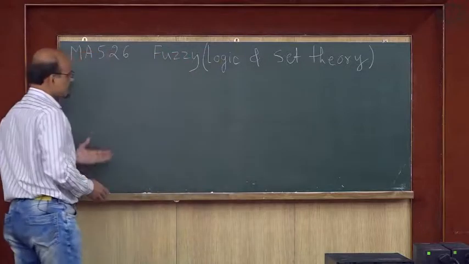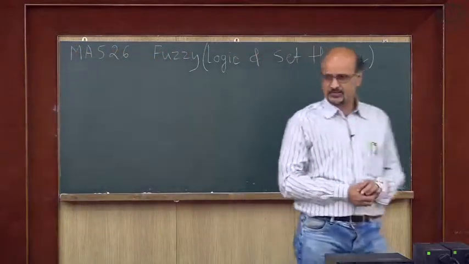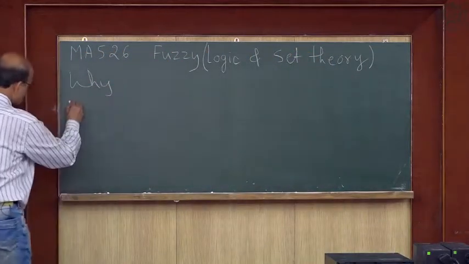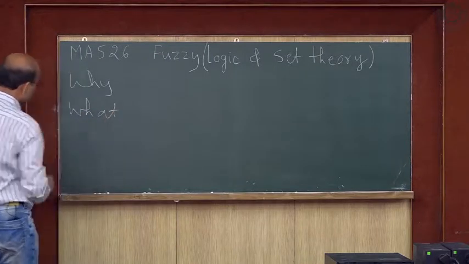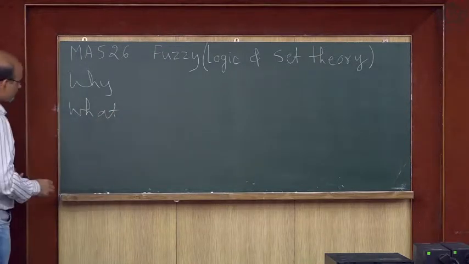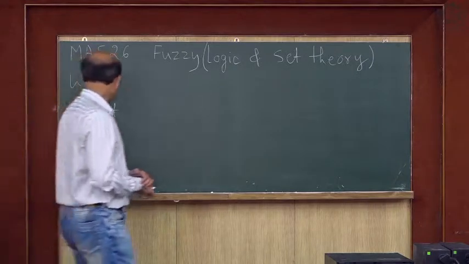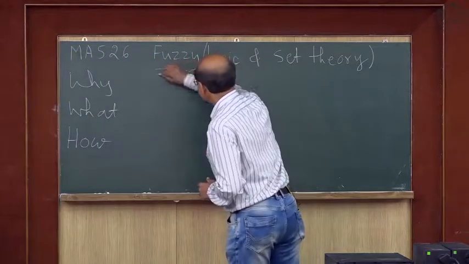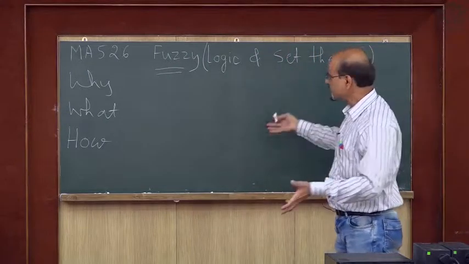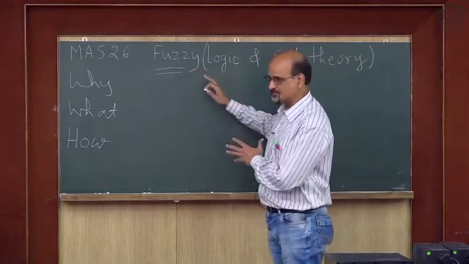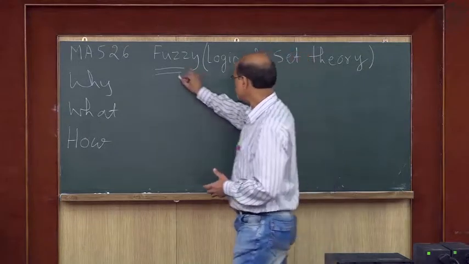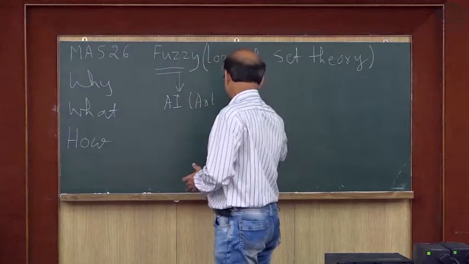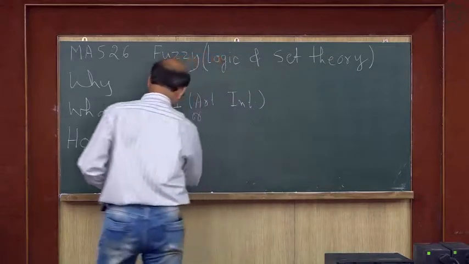Okay? Now, before going into the detail of this subject, let us see why we need this subject, what is this subject, and what we will do. Okay? Why, what and how. So, as you know, fuzzy is a branch of mathematics. In mathematics, fuzzy is a subject, and it comes under AI, that is, artificial intelligence, or sometimes we call it soft computing methods.